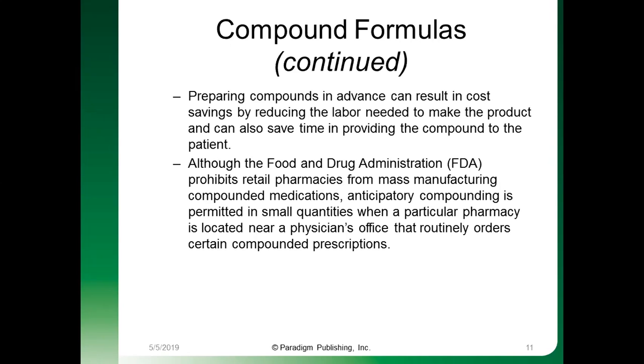Although the Food and Drug Administration prohibits retail pharmacies from mass manufacturing compound medications, anticipatory compounding is permitted in small quantities when a particular pharmacy is located near a physician's office that routinely orders certain compounded prescriptions. So sometimes there will be patients that can't go to the hospital because, again, it's cost and stuff like that. So the physician might prescribe it from the local retail pharmacy.